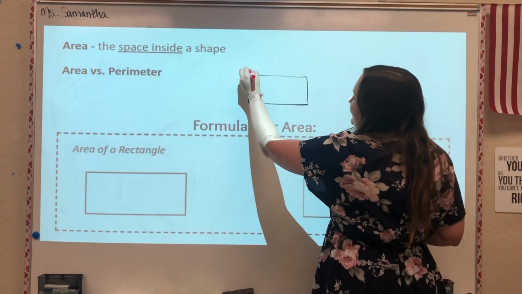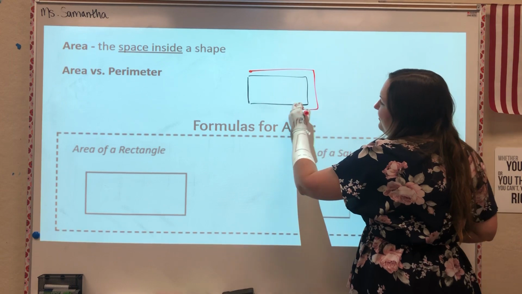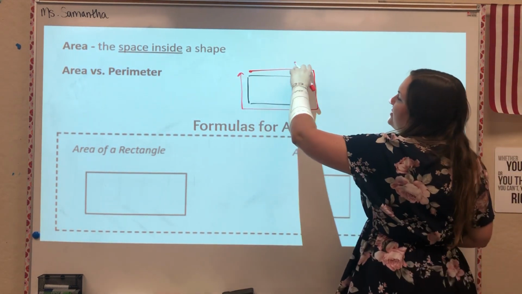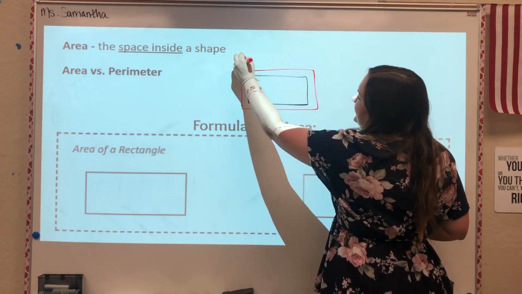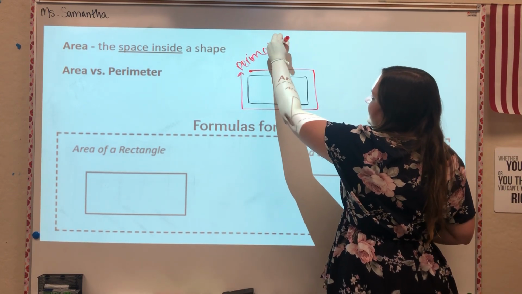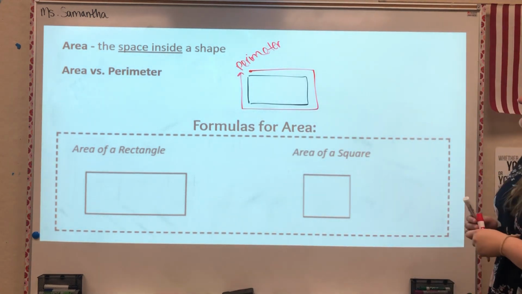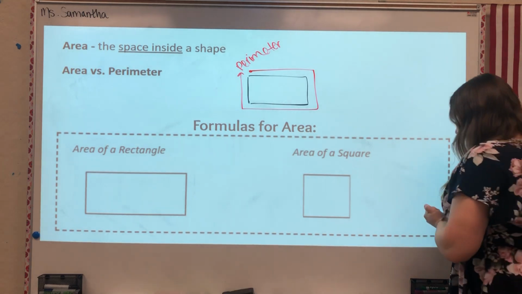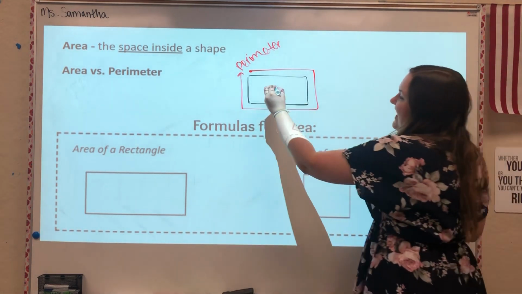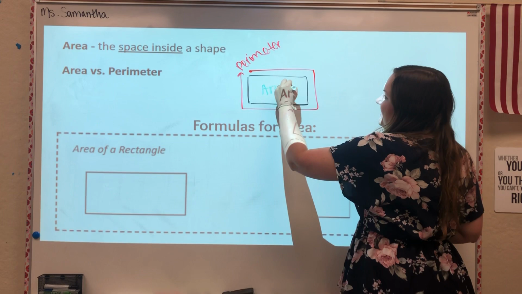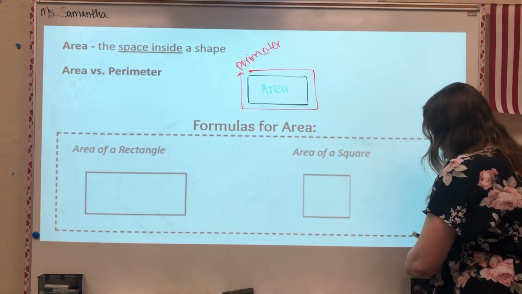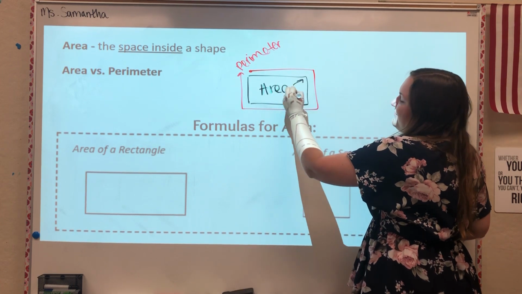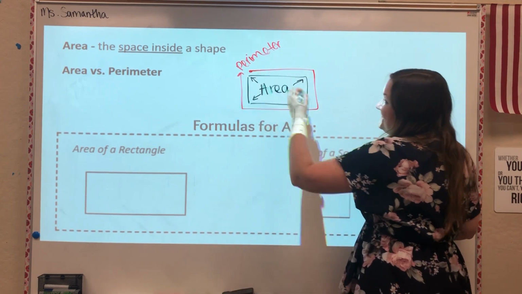So if I started here and I walked all the way around, let's say this is a bedroom, I started on one side and I walked all the way around. That is the perimeter. That is the distance around the room. Area is the space inside. So area is how big something is.